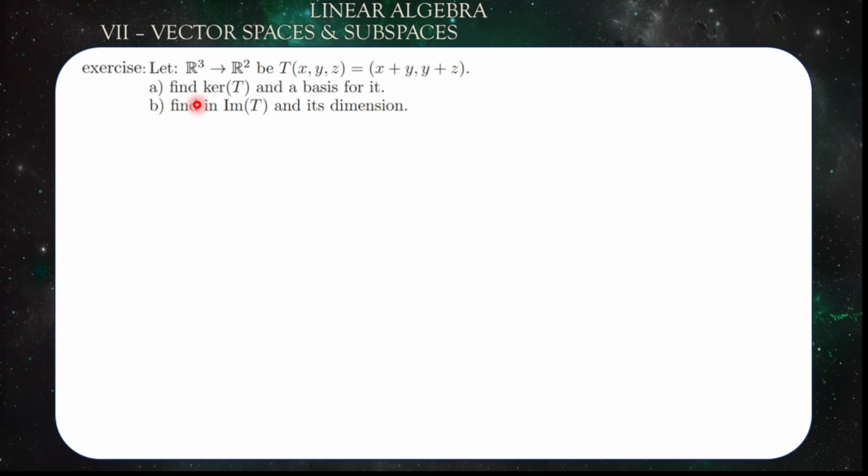Another exercise: let T go from R3 to R2, okay? So the transformation here, T of x, y, z, is equal to x plus y, y plus z. The transformation from the third dimension into the second dimension. At first, find the kernel of T and a basis for it. Then find the image of T and its dimension. You can pause the video and try to solve it yourself first before coming back.